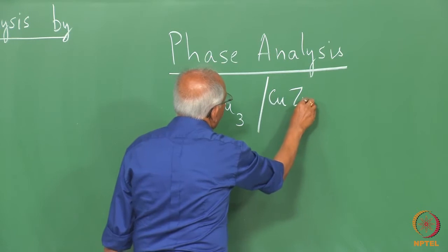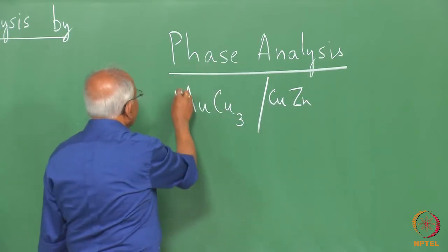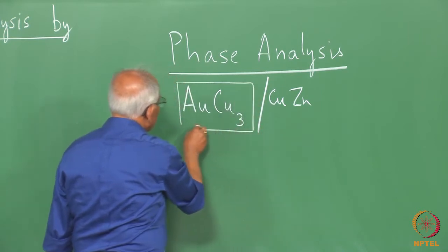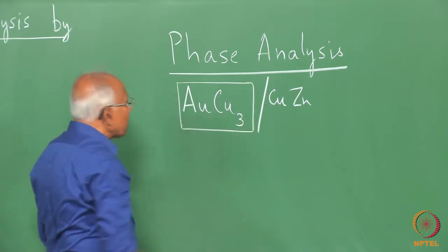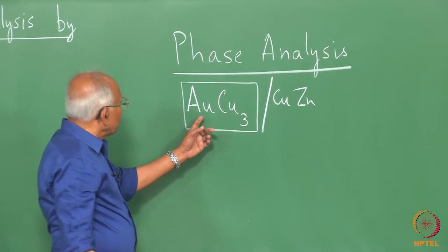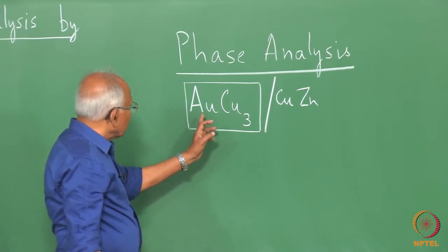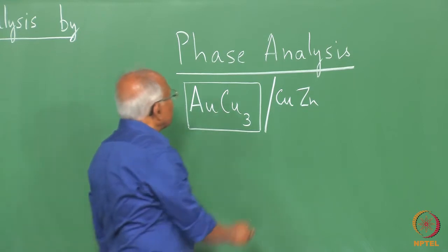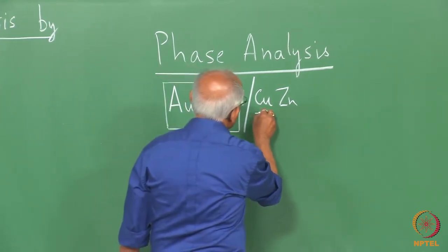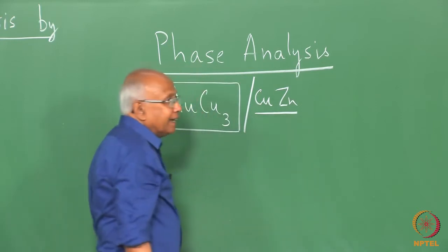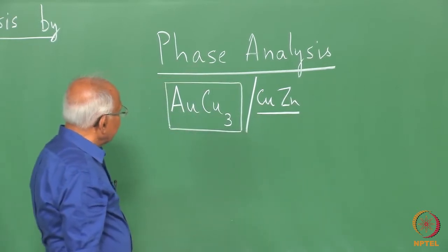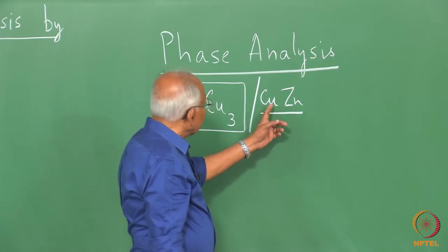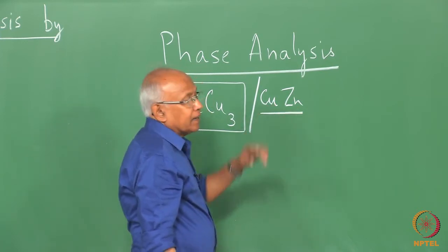CuZn or anything, this is a single phase, although made up of two components, one is gold, the other is copper. Similarly, when we talk about CuZn, it is a single phase made up of the elements copper and zinc.